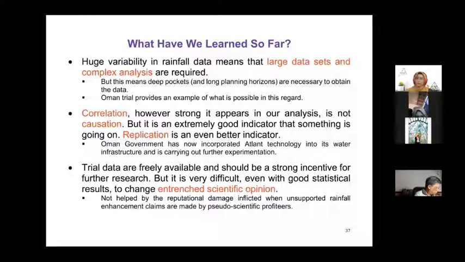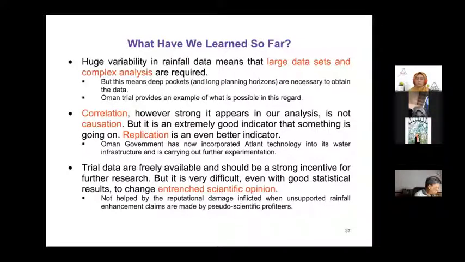The other thing, of course, in terms of science is correlation is not causation, but it is an extremely good indicator that something is going on. Replication is an even better indicator, and the Oman government has now incorporated the Atlant technology into its water infrastructure and is carrying out further experimentation, which we will see whether that confirms what was observed in the trial.